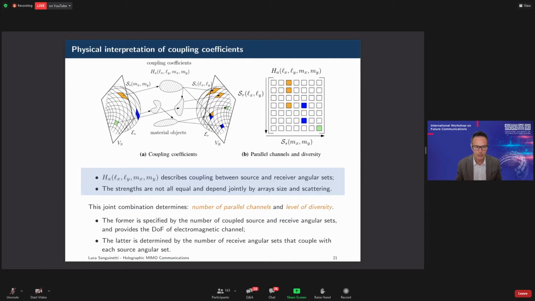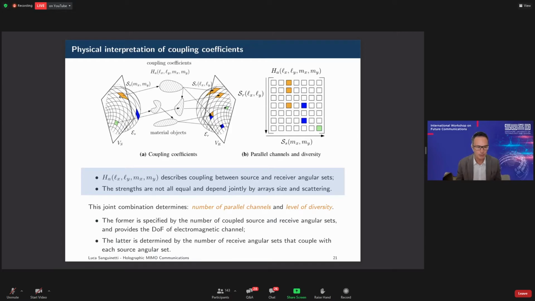To let you understand, assume that I'm transmitting from this angular set, and I'm receiving power at the receiver over these three different angular sets. This means that the level of diversity is three. So I transmit from a single angular set, and I'm receiving power from three different angular sets. So the level of diversity is three.